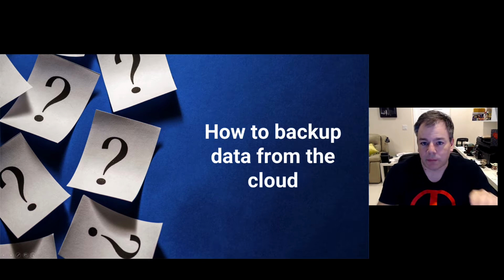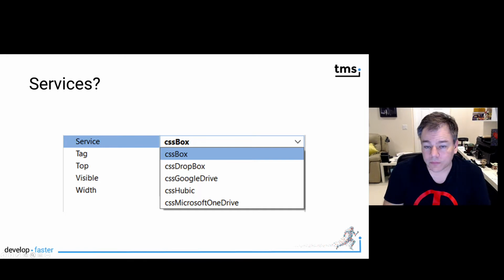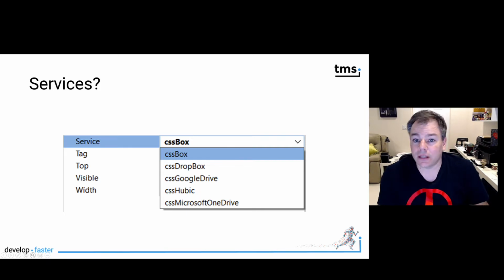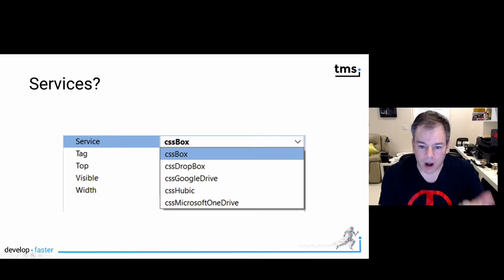And it will be step by step. So I expect this video to be rather longer than shorter. Also, which services are going to be available? Well, we're going to use the product called FNC Cloud, and that gives us the opportunity to access the cloud services Box, Dropbox, Google Drive, Hubic, and Microsoft OneDrive.